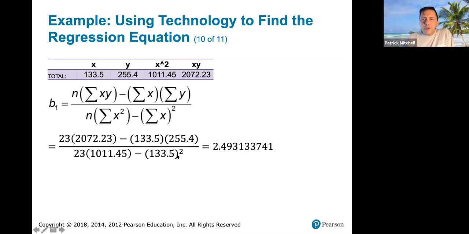And when you crunch those numbers, you get 2.49313, and so on. So we saw that 2.49 a little while ago, right? That was the answer that they said they got from technology.